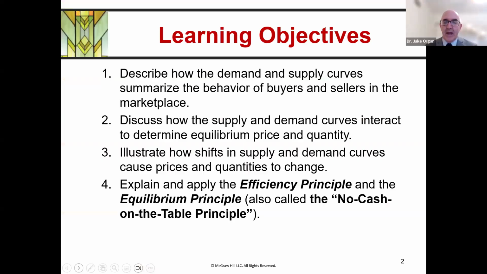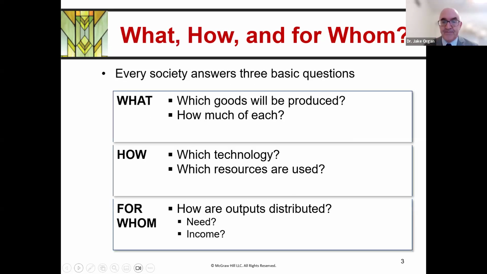Okay, so the learning objectives will be describing how demand and supply curves summarize the behavior of buyers and sellers in the market, how those come together to create equilibrium price and quantity, and then we'll look at how shifts in either the supply or the demand curve cause prices and quantity to change, and we'll be looking at how various principles, especially the efficiency principle or the equilibrium principle or the no cash on the table principle, which is another word for the equilibrium principle, work out as we look at this model.